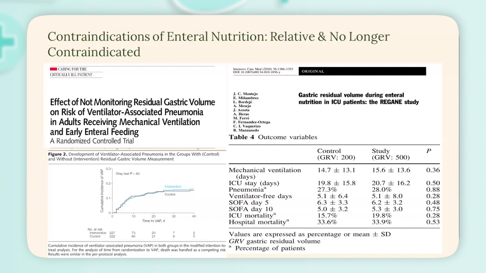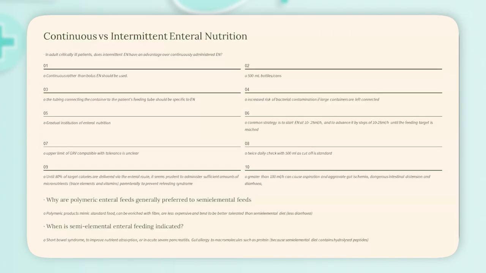Some centers take a gastric residual volume of more than 500 as a cutoff for slowing the feed. Some centers take 200, but there is no difference in outcome. So checking gastric residual volume to stop, lower down, or give feed doesn't make much difference.